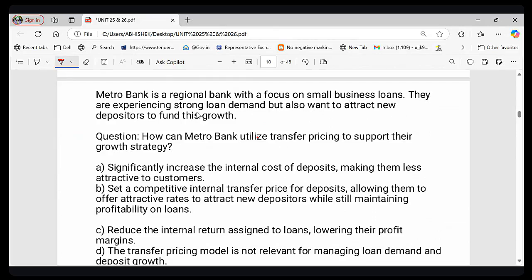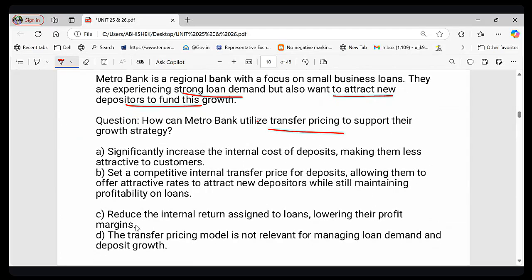They are experiencing a strong loan demand, right? But also want to attract new depositors to fund this growth. So how can Metro Bank utilize transfer pricing to support their growth strategy? Option A, significantly increase the internal cost of debt, making them less attractive to customers. Option B, set a competitive internal transfer price for deposits, allowing them to offer attractive rates to attract new depositors. Option C, reduce the internal return assigned to loans, lowering their profit margin. Option D, transfer pricing model is not relevant for managing loan demand and deposit growth.